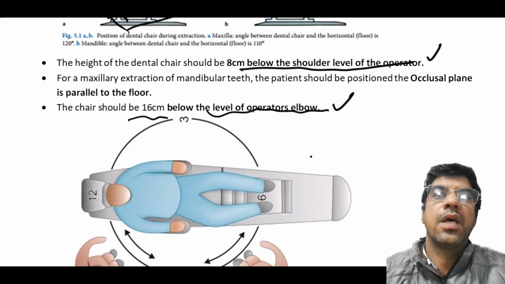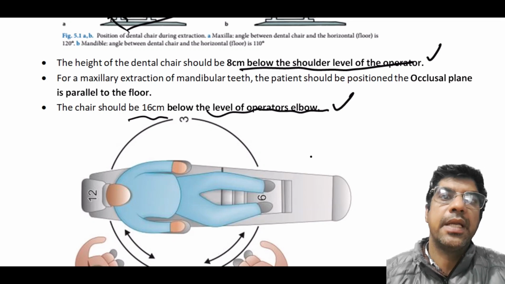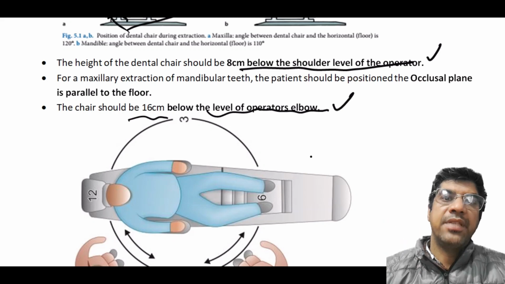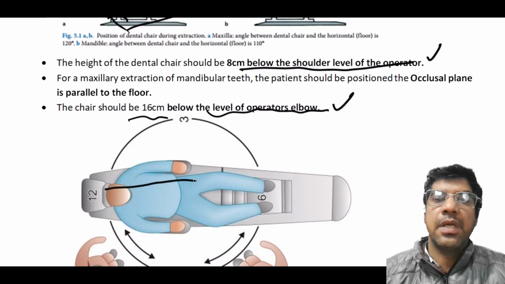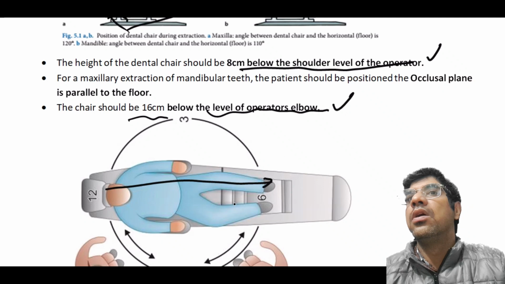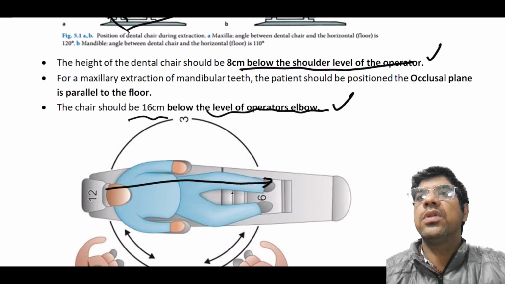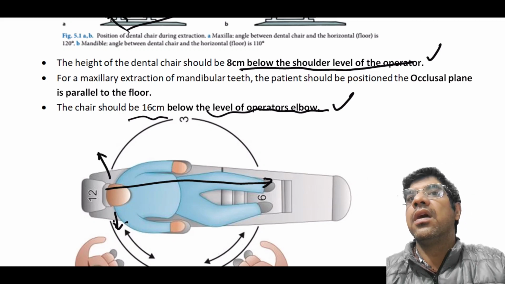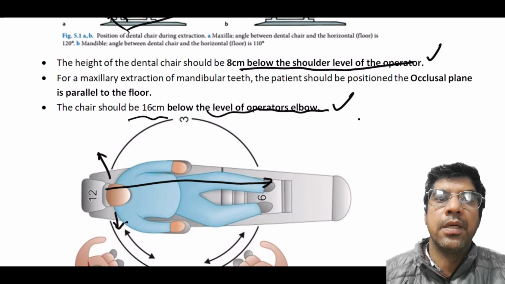So remember, for extraction in the maxillary and mandibular right and left quadrants, the patient's head should be turned toward the operator, and for maxillary and mandibular anterior extraction, the patient should look forward. For an anterior tooth, the patient should look in a forward direction. For extraction of the left or right side, the patient's head should be turned toward the operator.